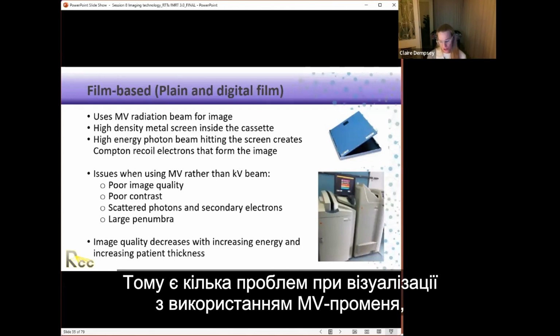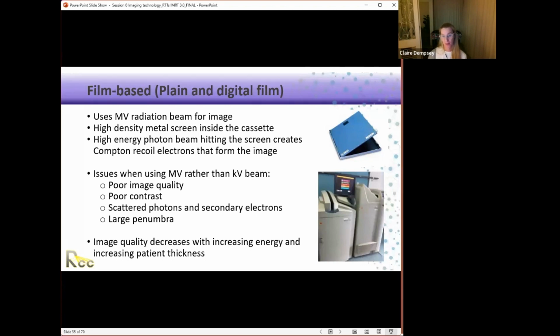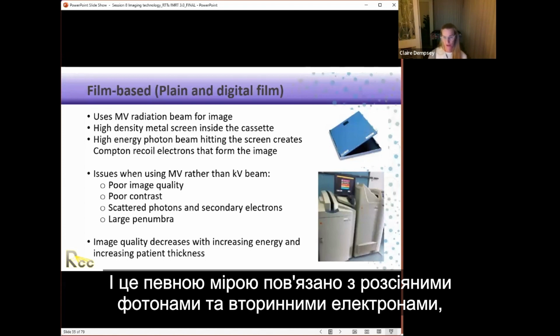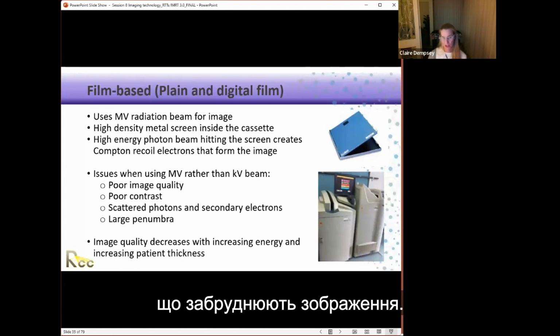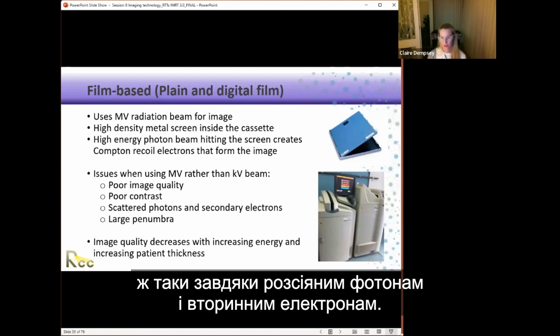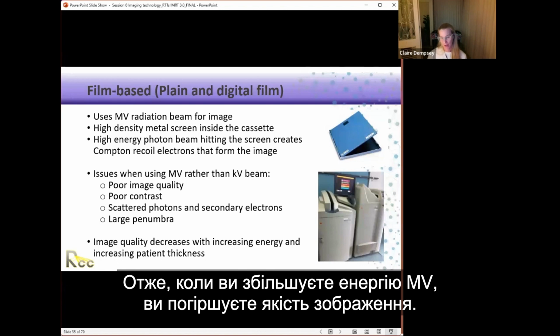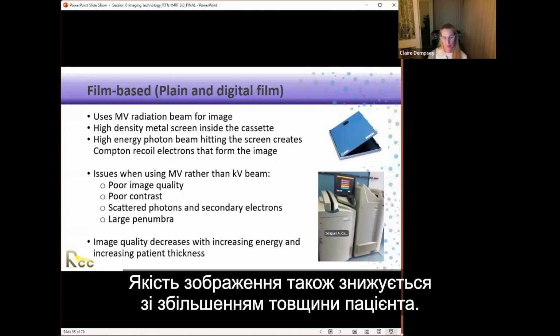So there are a few issues when imaging using an MV beam rather than a kV beam, and that is you don't get a great image quality from an MV beam. You get poorer contrast, and this is somewhat due to scattered photons and secondary electrons contaminating the image. The beam also has a larger penumbra, again due to those scattered photons and secondary electrons. As you increase your MV energy, you decrease the image quality, and image quality also decreases as you increase patient thickness.